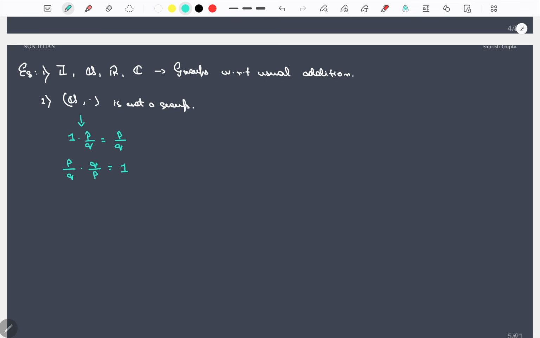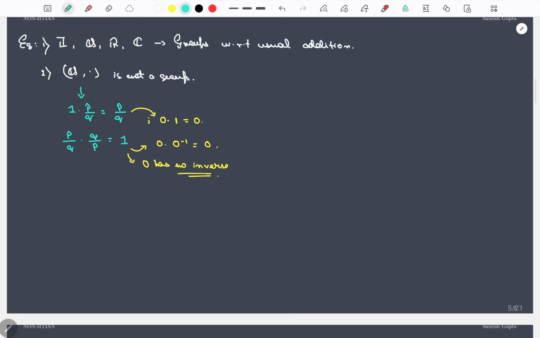So 1 should be the identity here, but there's a slight problem, and the problem is that 0 won't have a natural inverse, right? Because anything multiplied by 0 results in 0. If you consider anything to be the inverse of 0, ultimately it would result in 0 and not 1. So 0 has no inverse, and hence we can't include 0 in the structure. But 0 is the only element which causes this problem, so we can essentially remove 0 and the rest of the structure will be a multiplicative group.